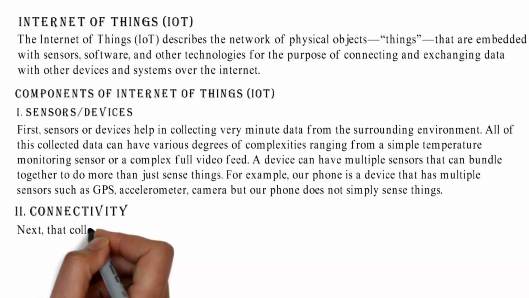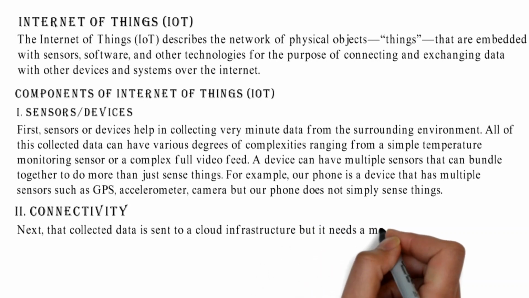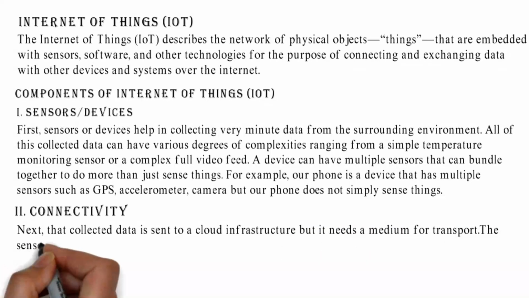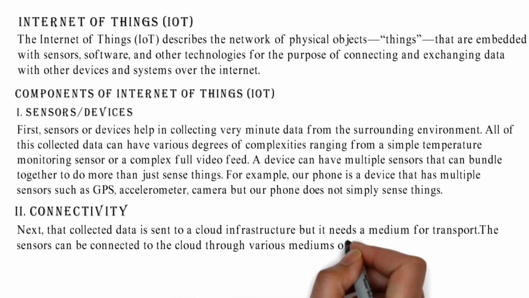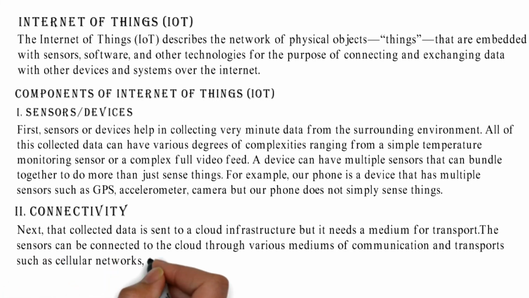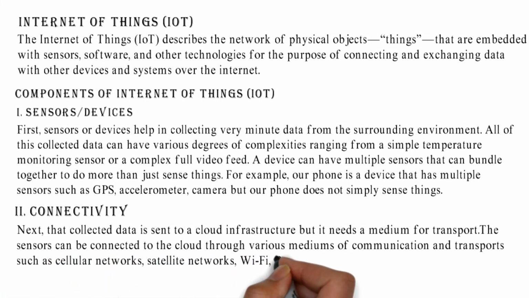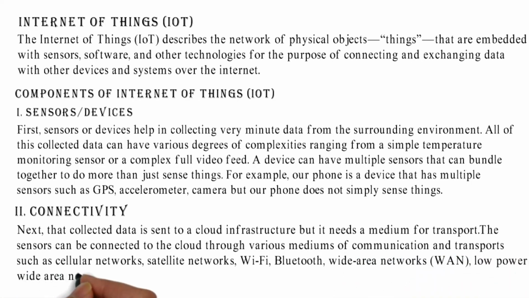Two. Connectivity. Next, that collected data is sent to a cloud infrastructure, but it needs a medium for transport. The sensors can be connected to the cloud through various mediums of communication and transport such as cellular networks, satellite networks, Wi-Fi, Bluetooth, wide area networks, WAN, low power wide area network, and many more.